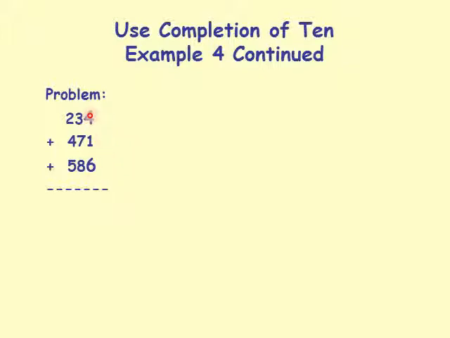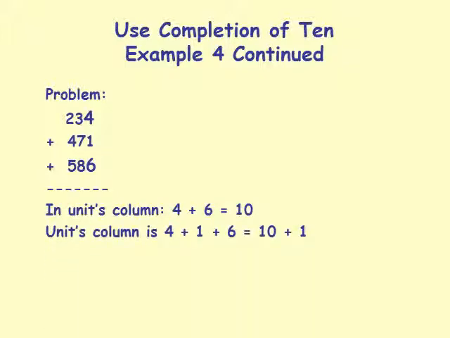We're going to use that to add in the units column. So 4 plus 6 is 10, plus 1 is 11. So in the units column we have 4 plus 6 equal 10, but there's the 1 also here. So 4 plus 6 is 10, plus 1 is 11. Okay, 11 is 10 plus 1. We use the last digit here as the answer in the units column, and this 10 becomes 1 as a carry in the tens column.